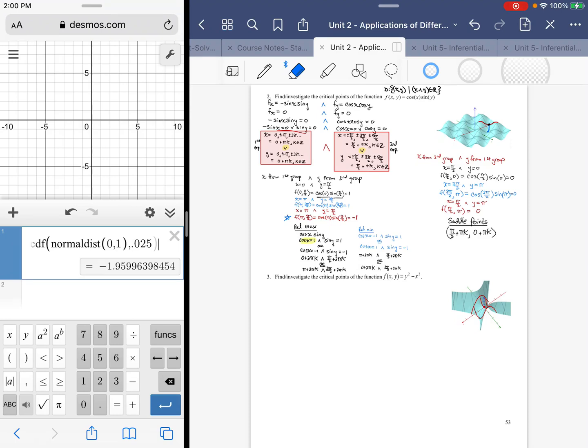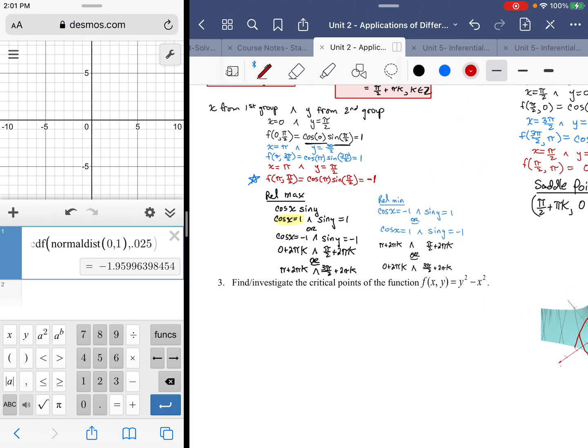So looking at number 3 on page 53, it says find and investigate the critical points of the function f of xy equals y squared minus x squared. Okay, so the first thing that we would want to at least consider is whether or not the function is continuous, differentiable. It's polynomial in nature, so we're looking at something that's not going to have undefined values or imaginary. So we're not worried about that.